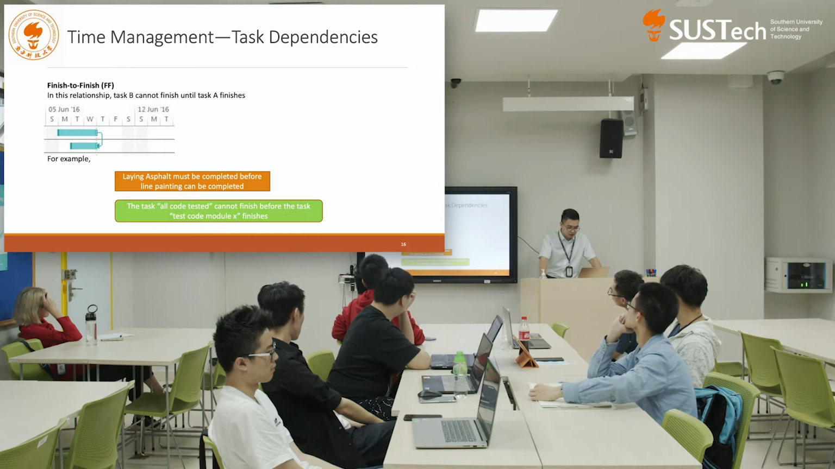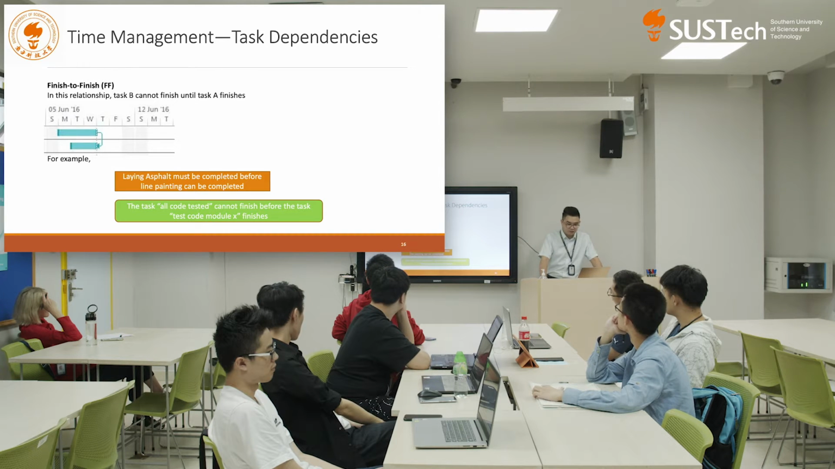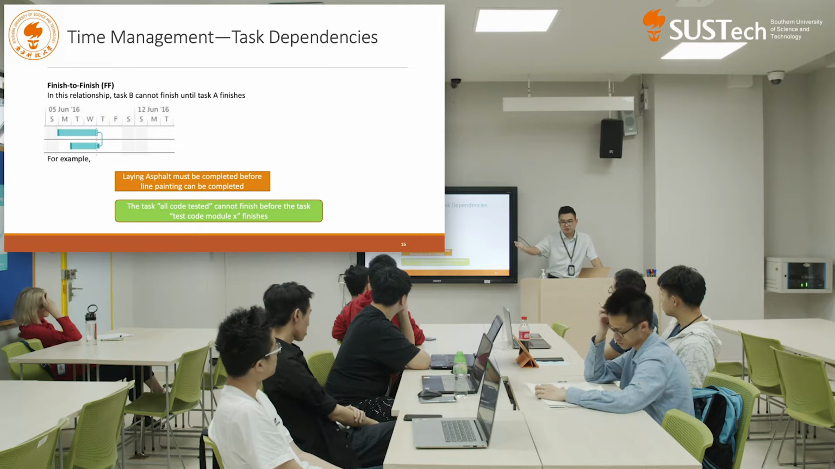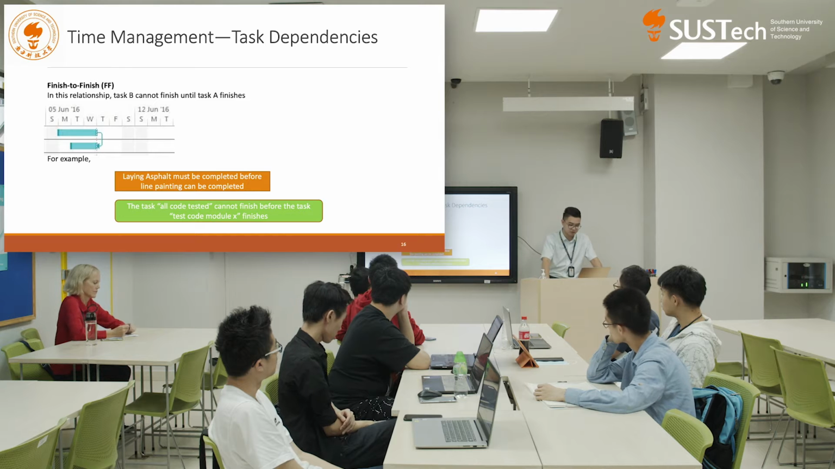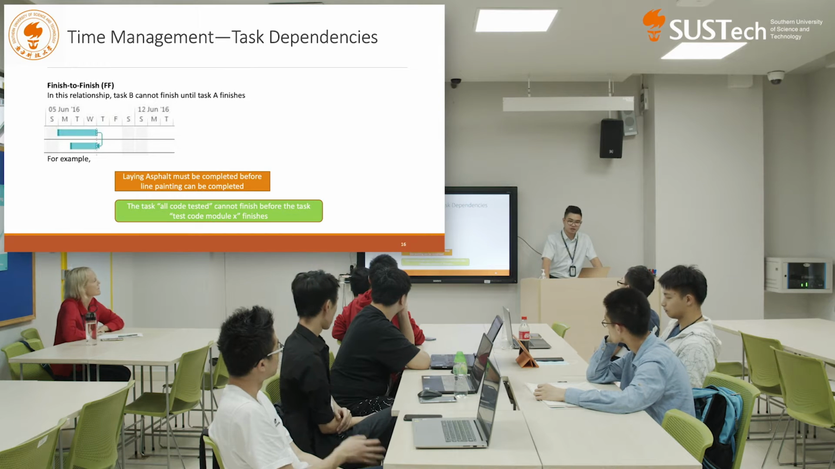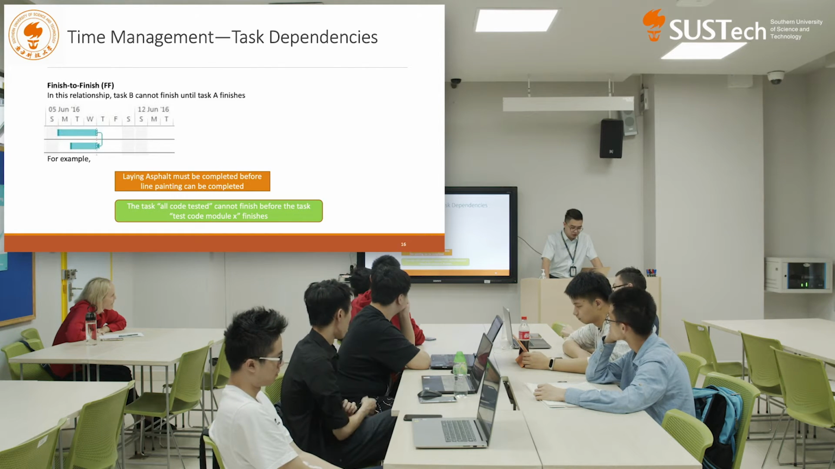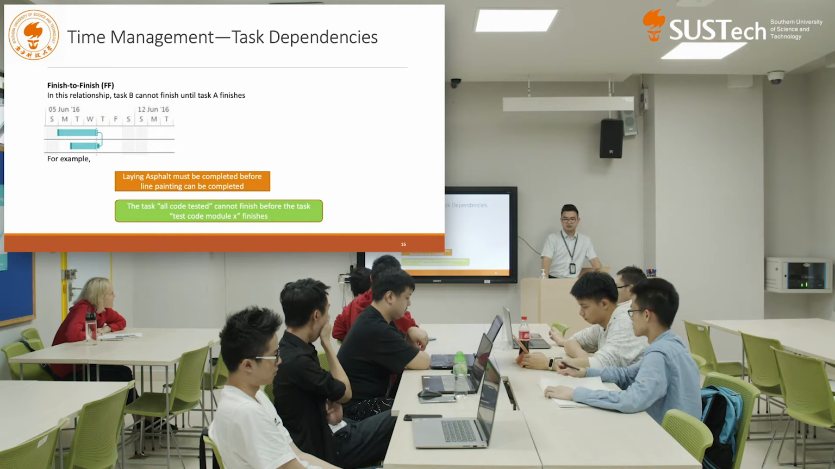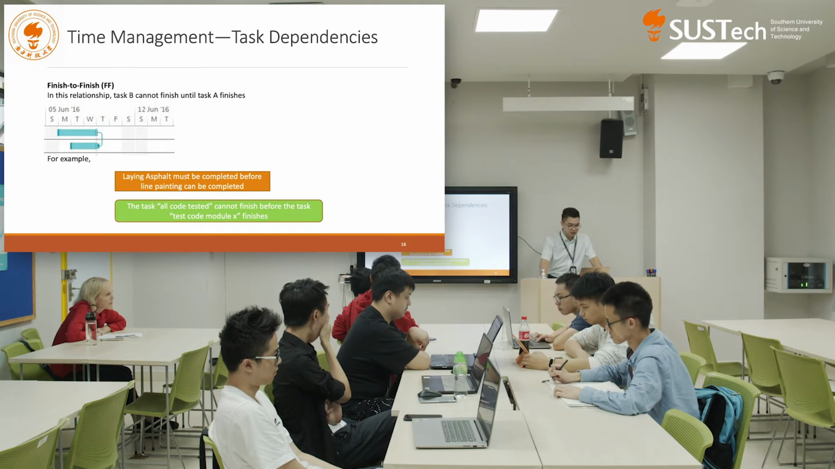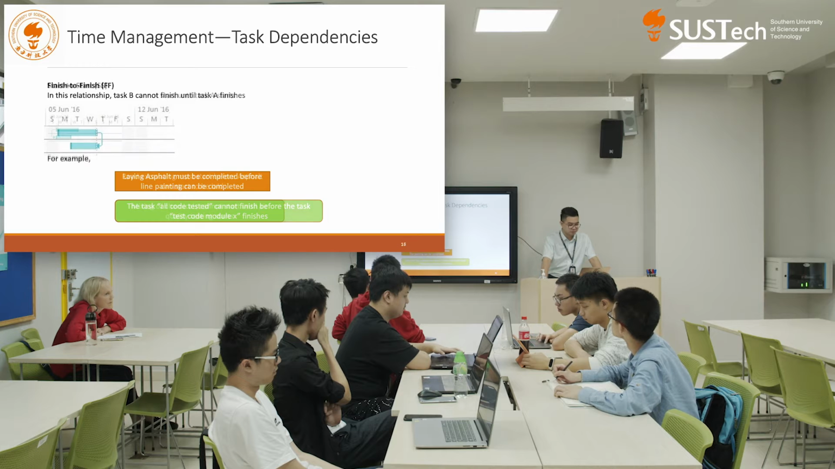The task, all code testing, cannot finish before the test code model X finishes, right? When you're doing programming, I'm sure the students from computer science are familiar with those terminologies. If you want to test all the code, we need to do the test code model X. So that will be the finish-to-finish relationship, the FF relationship.